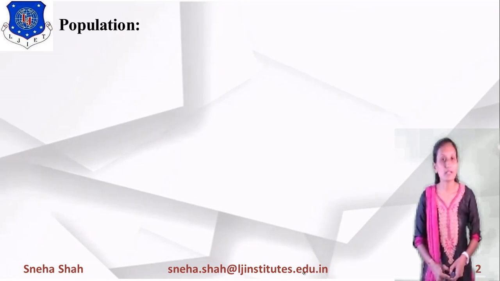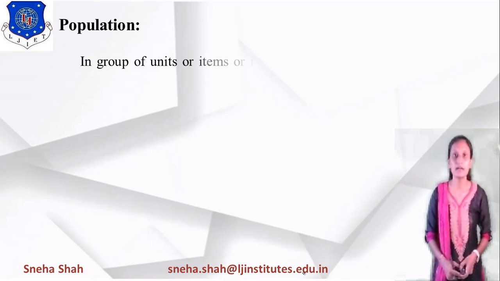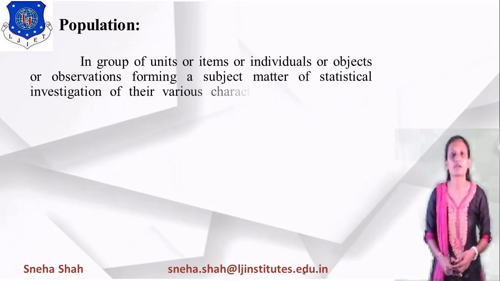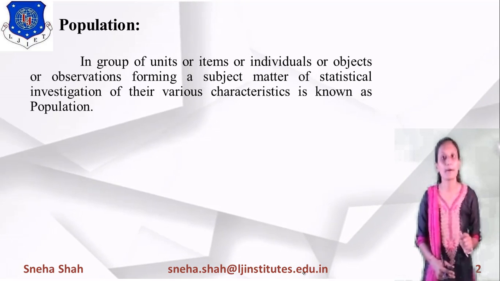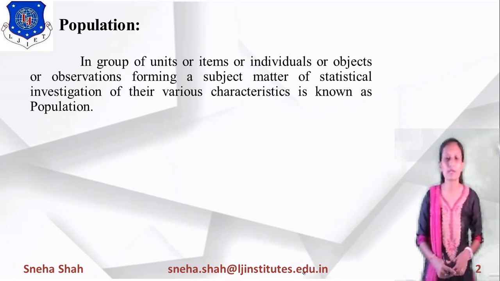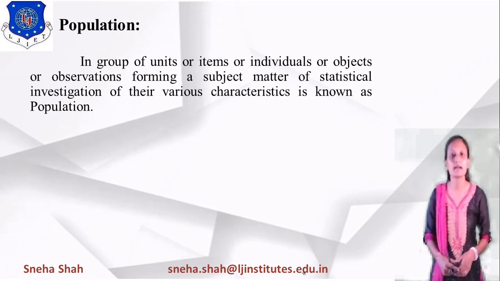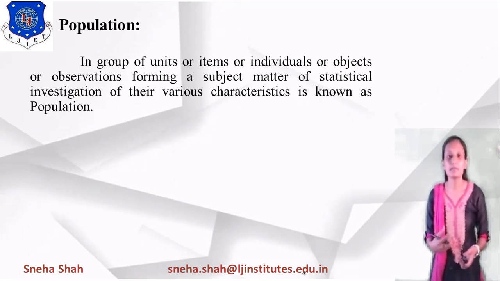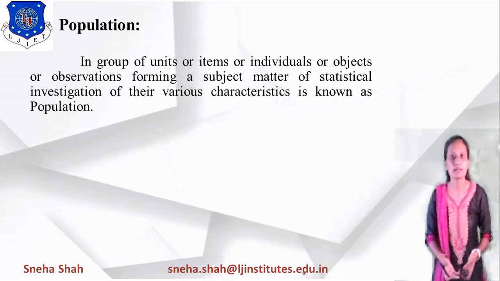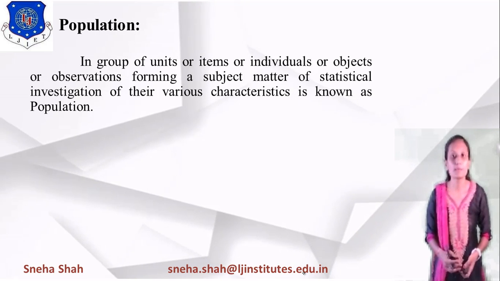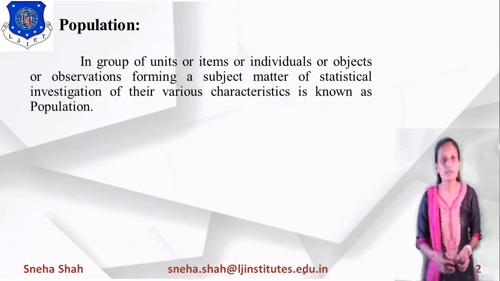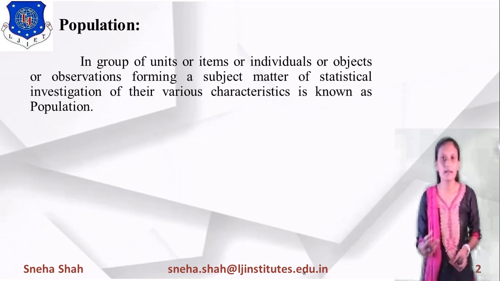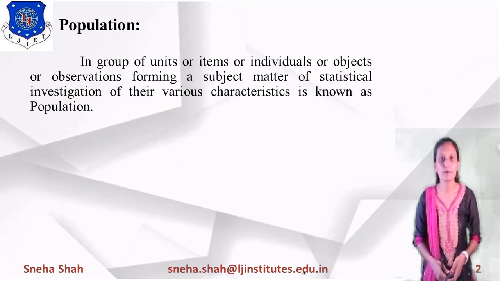The first definition is population. What is population? A group of units or items or individuals or objects or observations forming the subject matter of statistical investigation of their various characteristics is known as population. It means, suppose we want to investigate some characteristic of any distribution, then it will be defined by the population. So if we are taking some group of units and we have to investigate some characteristic of it, then it will be defined by population.